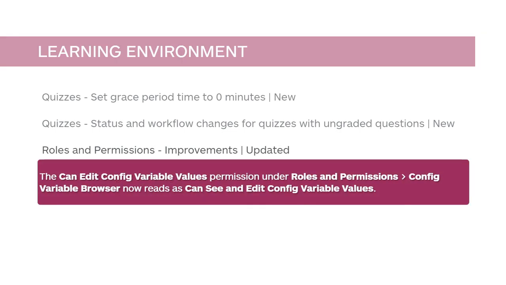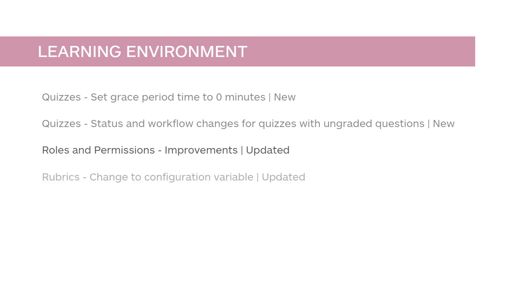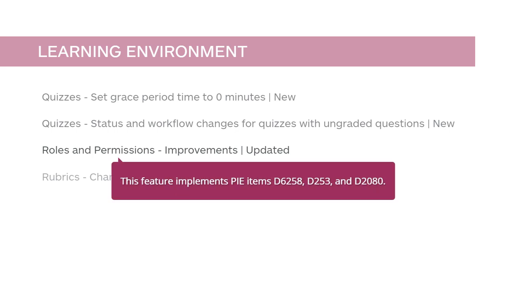The can edit config variable values permission under roles and permissions config variable browser now reads as can see and edit config variable values. Also note that a select all checkbox has been added to the edit permissions page to enable you to select or deselect the permissions in an entire row. This feature implements PI items D6258, D253, and D2080.